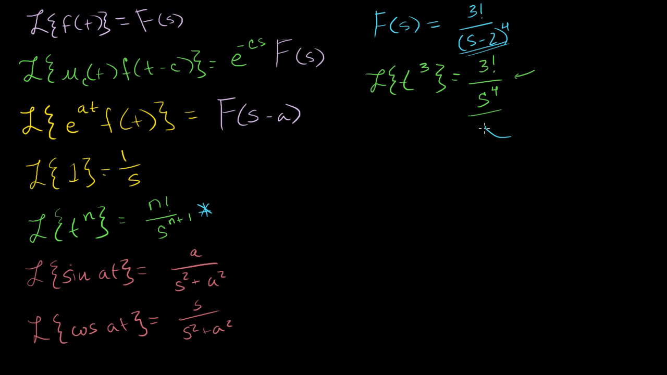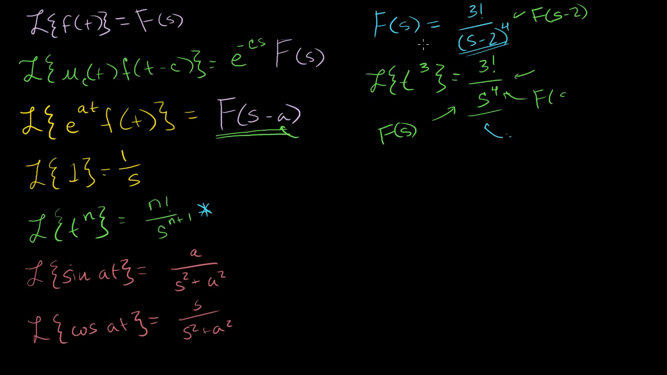Well, we've shifted our s, right? If we call this expression right here f of s, then this expression right here is f of s minus 2. So what are we dealing with here? You see here you have a shifted f of s, right? So in this case, a would be equal to 2.